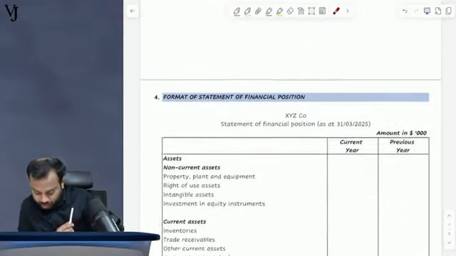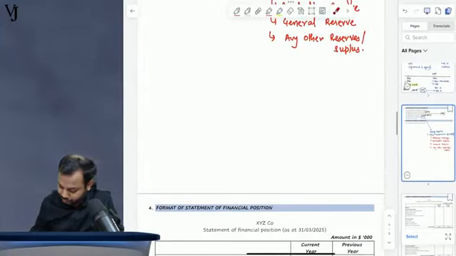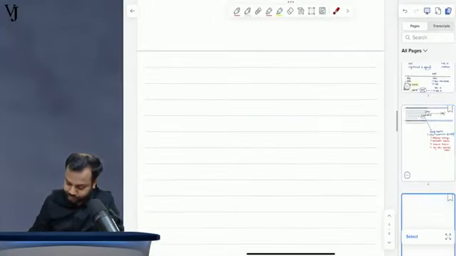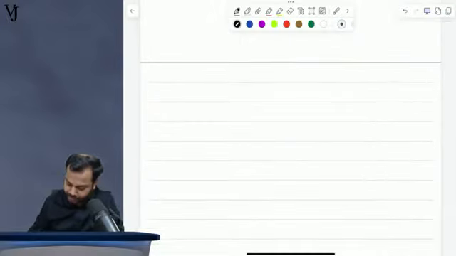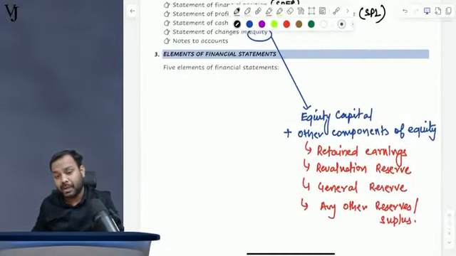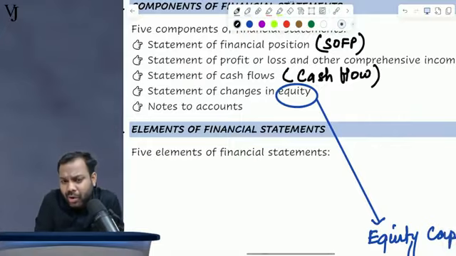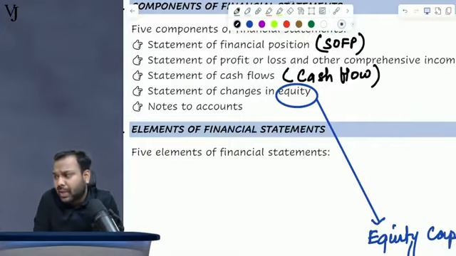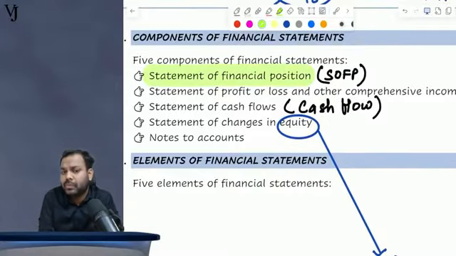Wonderful. Now moving on to the elements of financial statements. Point number 3. Guys, just one minute before I move on to elements. Do you know this statement of financial position in our common parlance, in our general layman terms? What do we call it as?